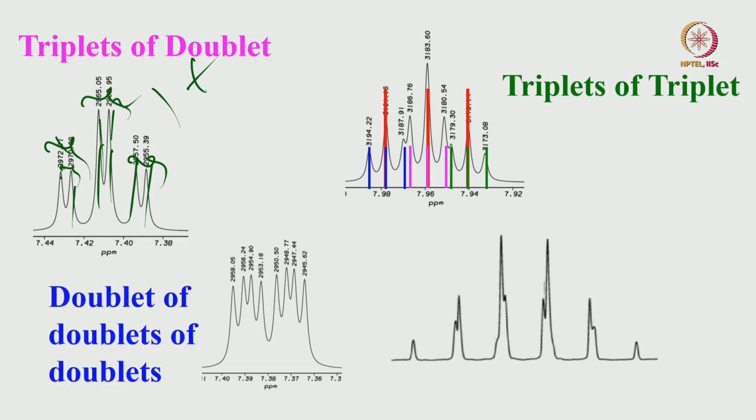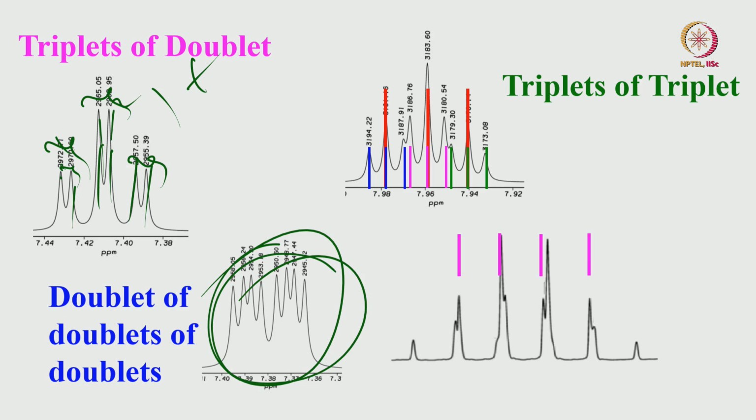What about this one? It is doublets of doublet of a doublet. We saw that one example I gave you, A, M, P, X, and I said each line is split into a doublet, we got 8 lines, which is coupled to 3 other protons. Exactly here, one proton is coupled to 3 other protons. As a consequence, it is going to be doublets of doublet of doublet.